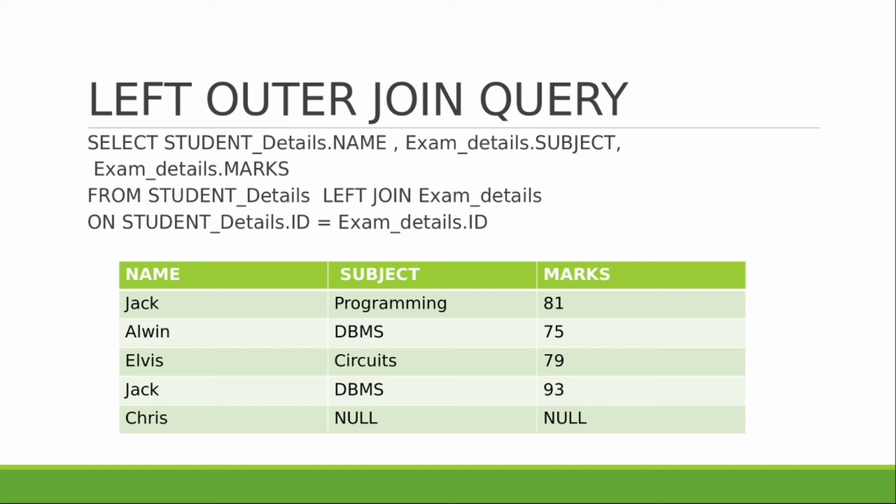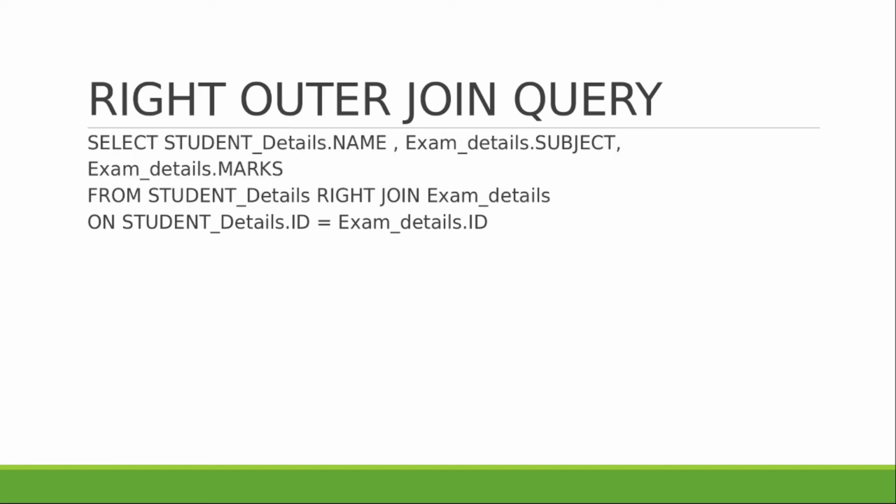Now you will see that the subject and marks columns are null here because these two columns come from the right table, but the record of Chris is not in the right table. That is why we specify null in this particular case. Moving on to the next join type, that is the right outer join. The query again goes the same, just the change will be in the type of join. From left, it will change to right.